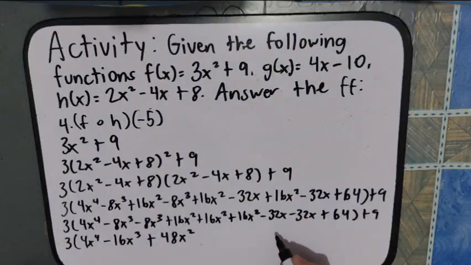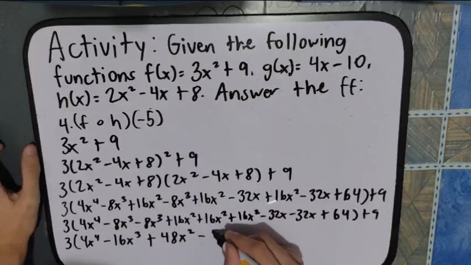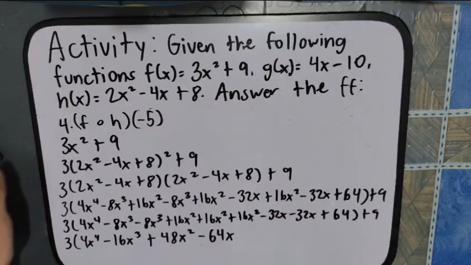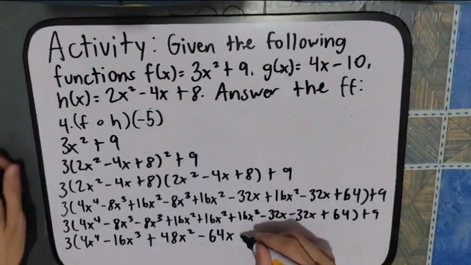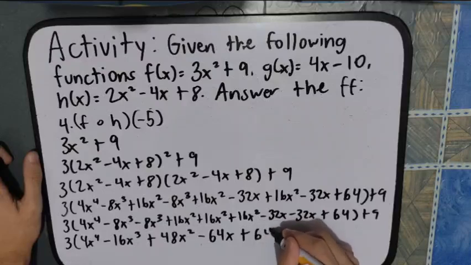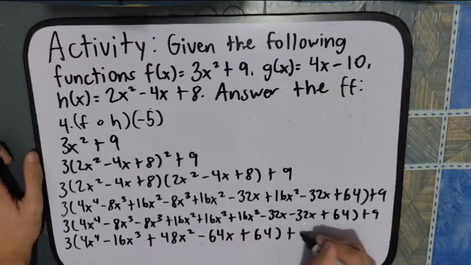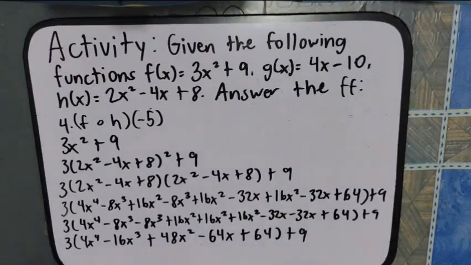Negative 32x plus negative 32x, we have negative 64x. Then copy the constant 64, then 9. Now we are going to distribute 3 to these terms.